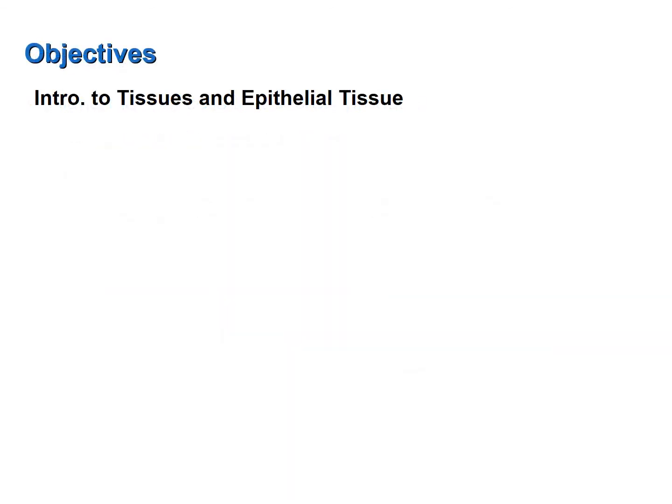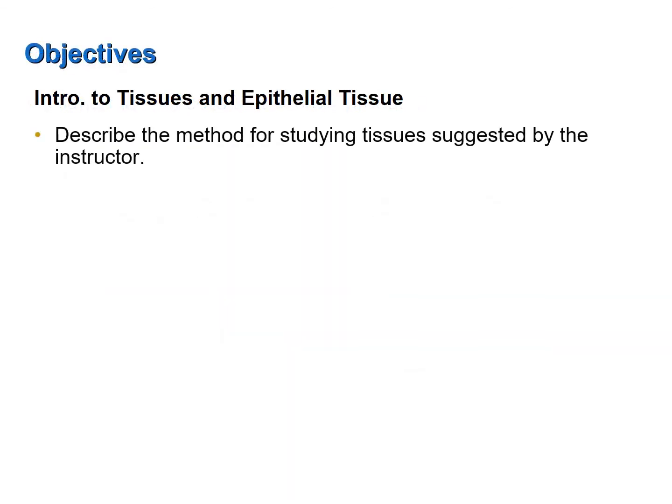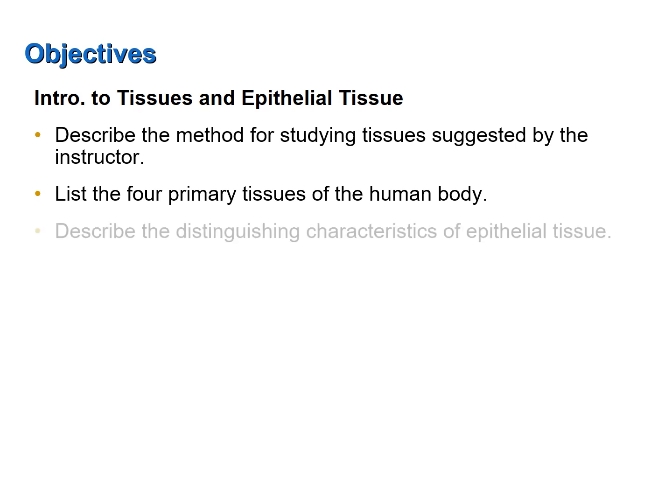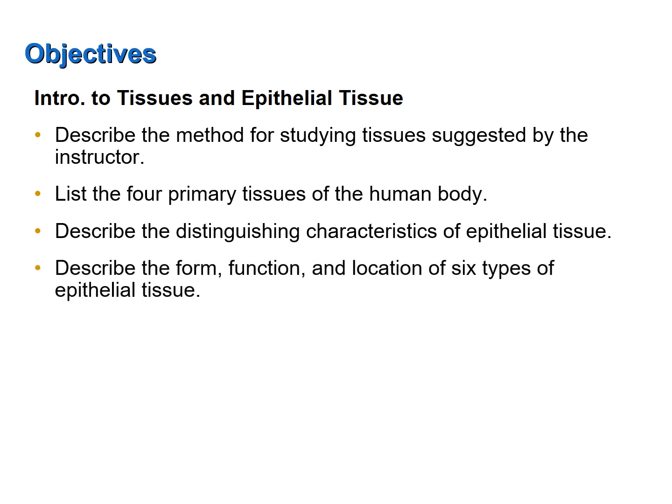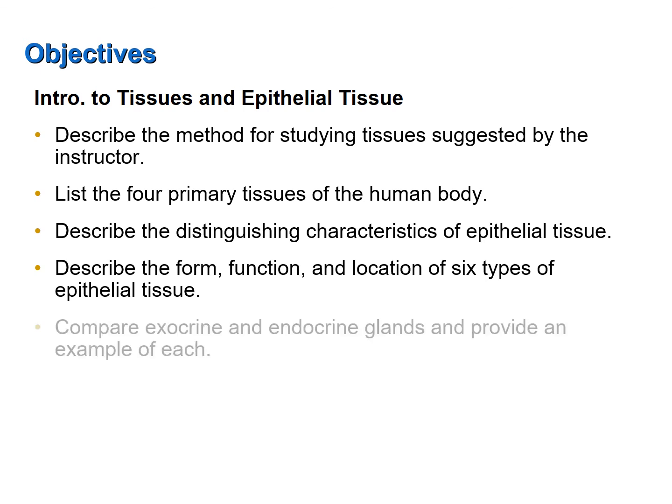Now let's review the objectives of this screencast. Describe the method for studying tissues suggested by the instructor. List the 4 primary tissues of the human body. Describe the distinguishing characteristics of epithelial tissue. Describe the form, function, and location of 6 types of epithelial tissue. Compare exocrine and endocrine glands and provide one example of each. The next screencast discusses connective, muscular, and nervous tissues.